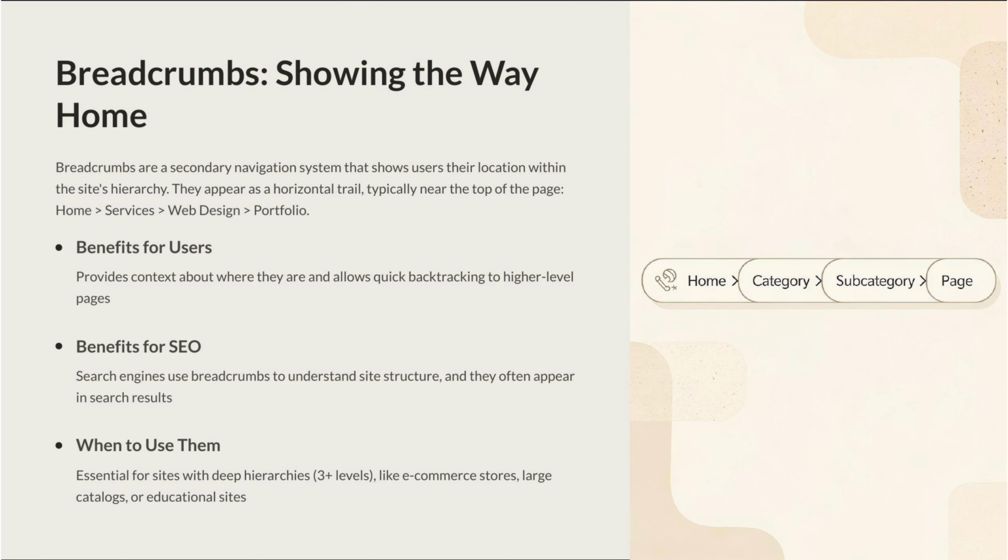Breadcrumbs are a secondary navigation tool that helps users understand their location within a site's hierarchy. They appear as a horizontal trail, like home, services, web design, portfolio. Breadcrumbs provide context, enable quick backtracking, and enhance search engine optimization by helping search engines understand site structure. They're crucial for sites with deep hierarchies.